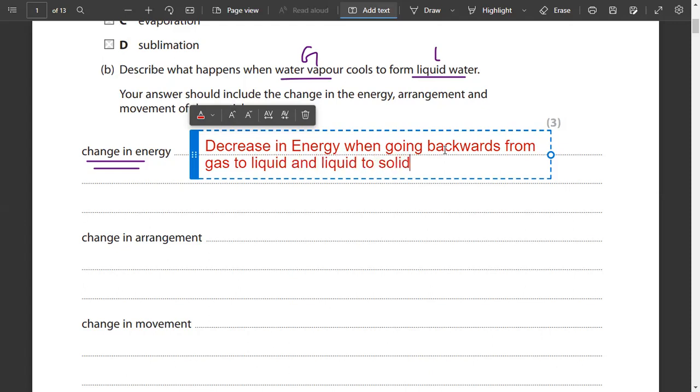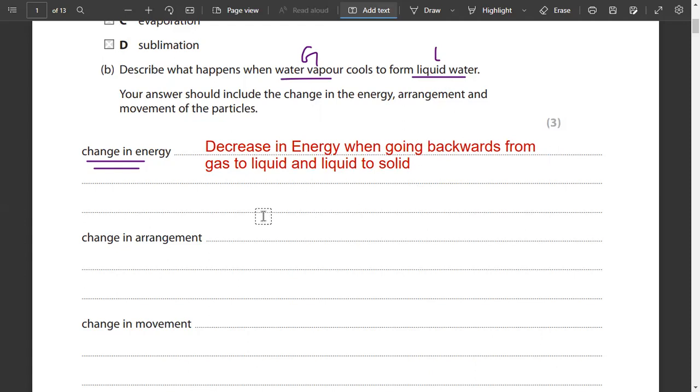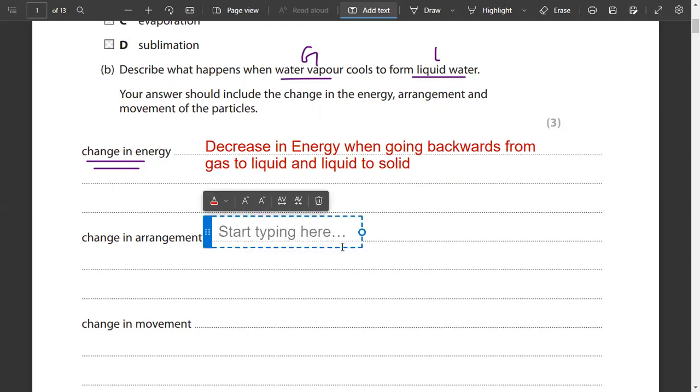But energy always increases when you go from solid to liquid and liquid to gas. लेकिन जब आप backwards आ रहे होते हैं, there is always a decrease in energy. Secondly, what would be the change in arrangement of particles when gas changes into liquid? हमें पता है कि in gas the particles are far apart, liquid में they are closer together. So what would be the change in arrangement?